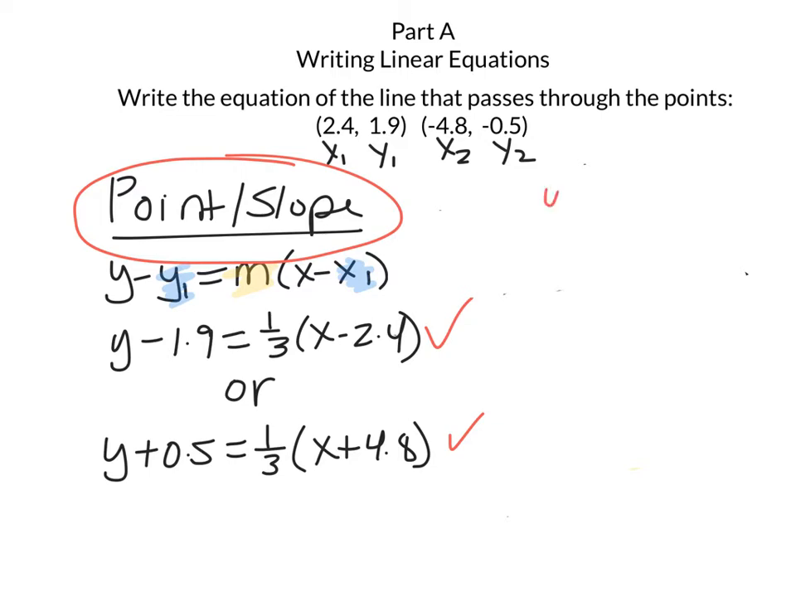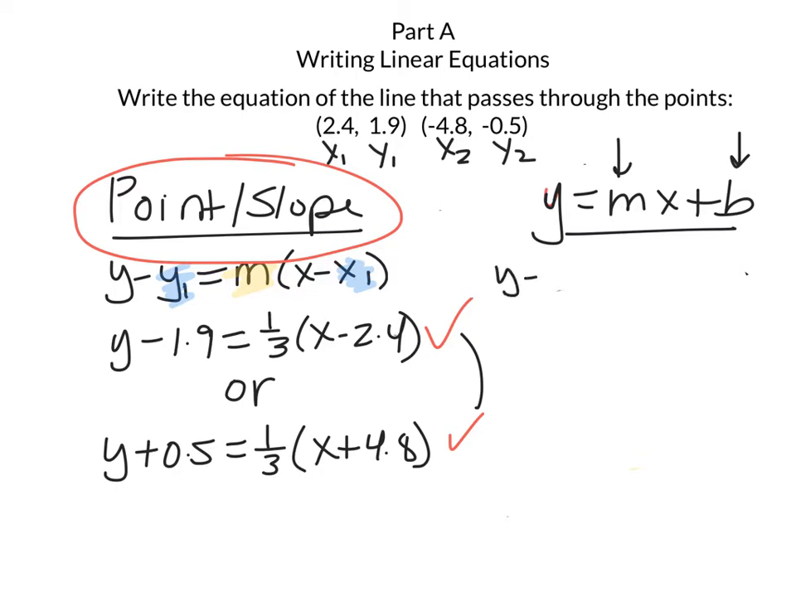All right, so slope-intercept form looks like this. Oops, let me change color. It looks like y equals mx plus b, and you'll recall that m is the slope of your line and b is what we call the y-intercept, so that's why this is called slope-intercept form. So what you can do is take either one of these equations. It doesn't matter which one. I'm going to go ahead and just choose the first one. y minus 1.9 is equal to 1/3 times x minus 2.4, and all we have to do is take that equation and solve it for y. Once we have solved it for y, it'll be in this y equals mx plus b form.